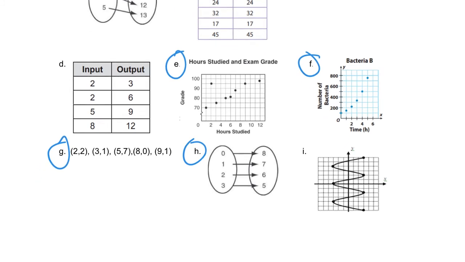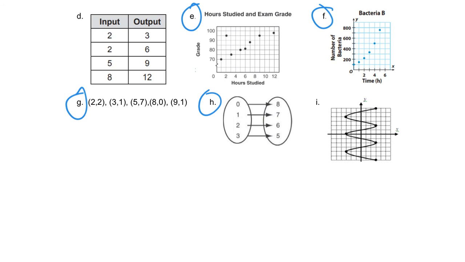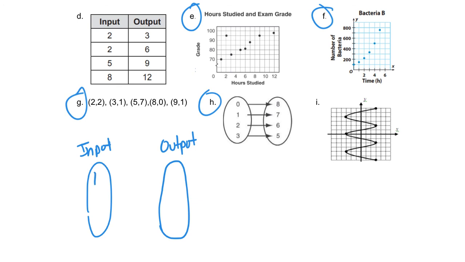I think what I'm going to do too is give you one more, where I have input and output, and I have 1, 2, 3, 4, 5, 6, and I have arrows from this to this and this to this, whatever it is. This would be a function too. This is also a function.